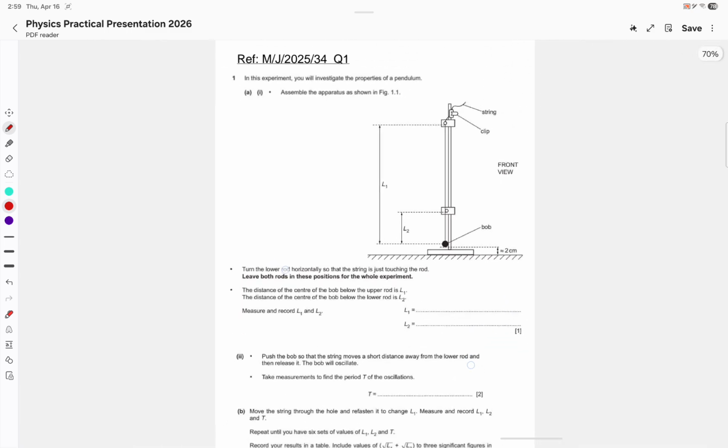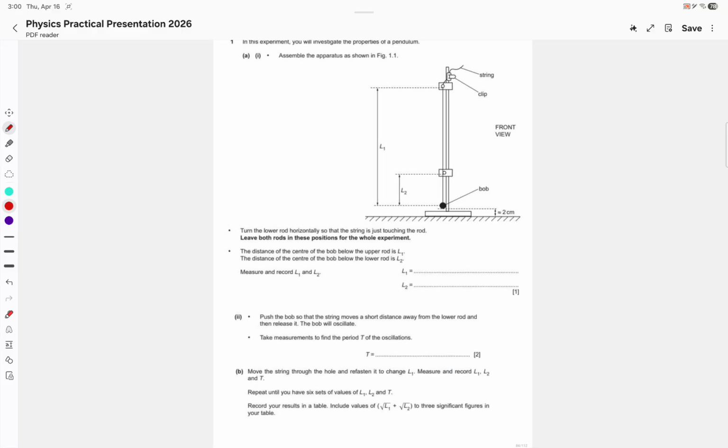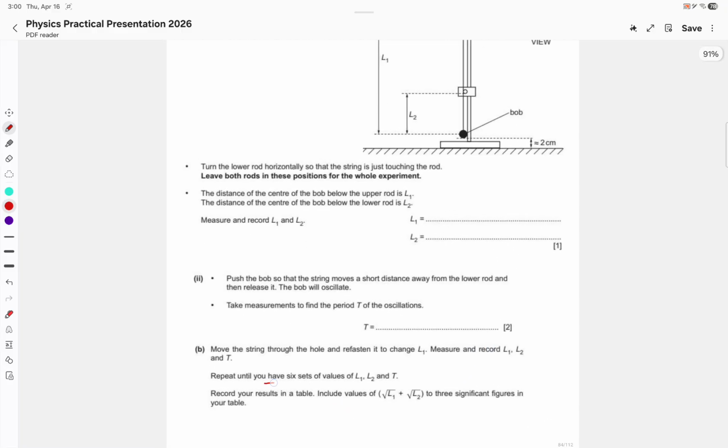Okay. Now, for instance, this is one of the exams from our latest exam series, May June 2025, question number 34. It is a question part 1 again. It's a mechanics question. You are given a pendulum with the two lengths mentioned here, L1 and L2, and you have to oscillate the pendulum to record a time period T. I mentioned in my previous video how to handle the time. You have to give us 6 sets of values of L1, L2 and T, and there is an additional column you need to include, which is under root L1 plus under root L2.